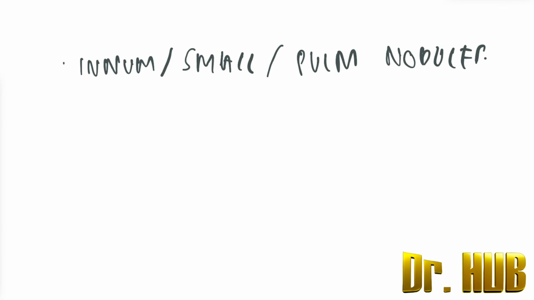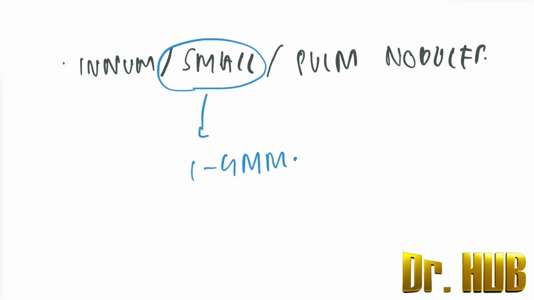So here, what do we mean by small? The small we refer to is the size of 1 to 4 mm, and they are scattered throughout the lungs.